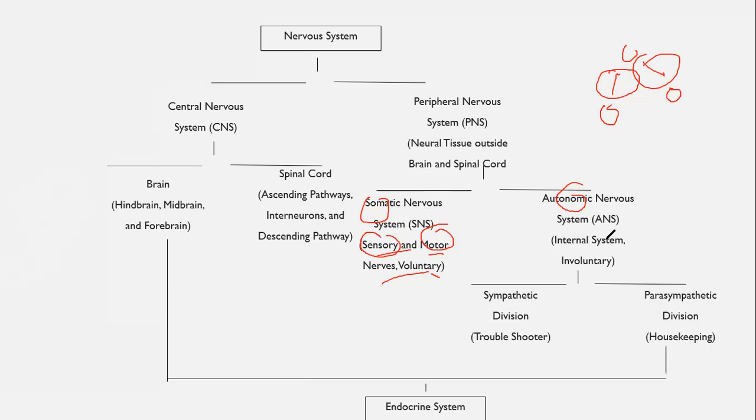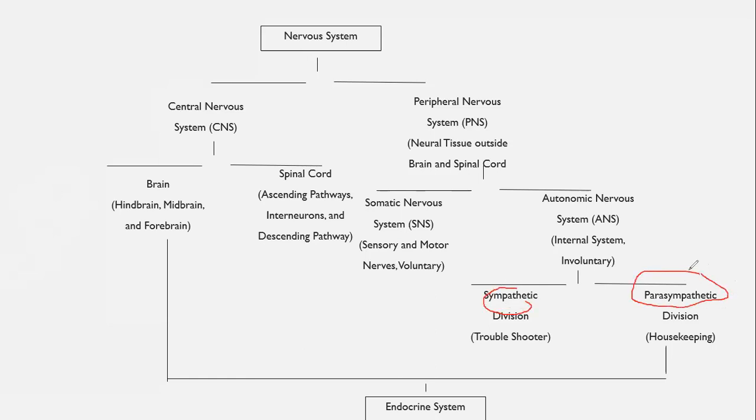The autonomic nervous system is the internal system, internal to human beings, but mostly it is involuntary. Involuntary means, we said autonomic, it is performed on its own. So after somatic and autonomic, the autonomic nervous system is further divided into sympathetic and parasympathetic.